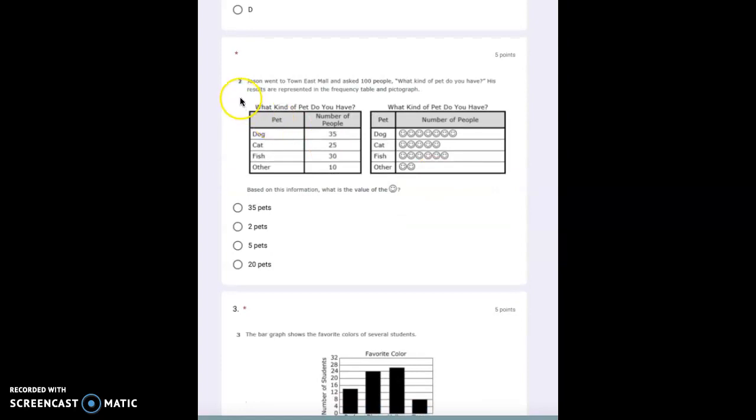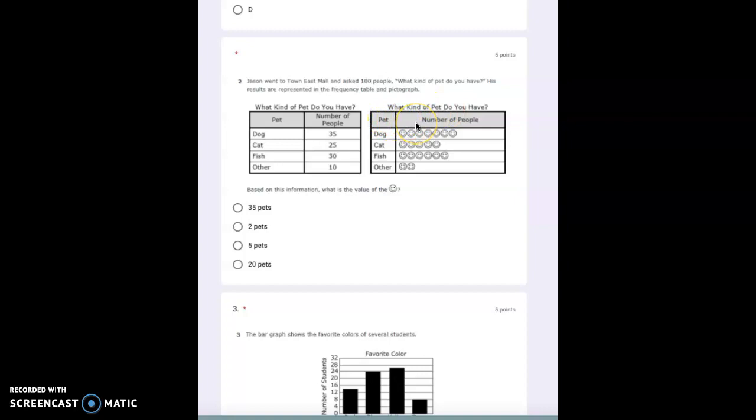Number 2. Jason went to Town East Mall and asked 100 people, "What kind of pet do you have?" His results are represented in the frequency table and pictograph. Pet, number of people. Dog, 35 people. Cat, 25 people. Fish, 30 people. Other, 10 people.